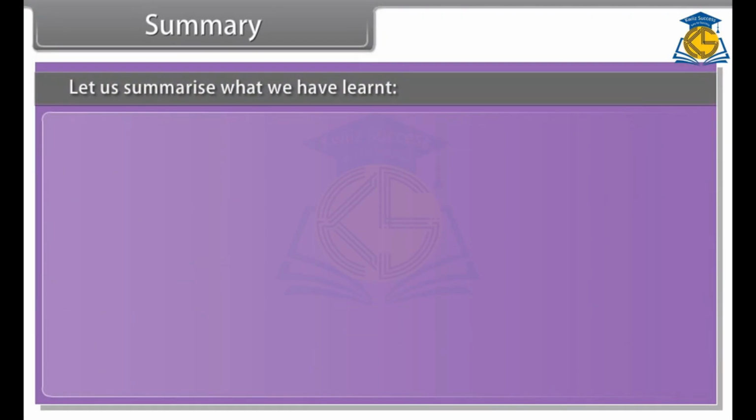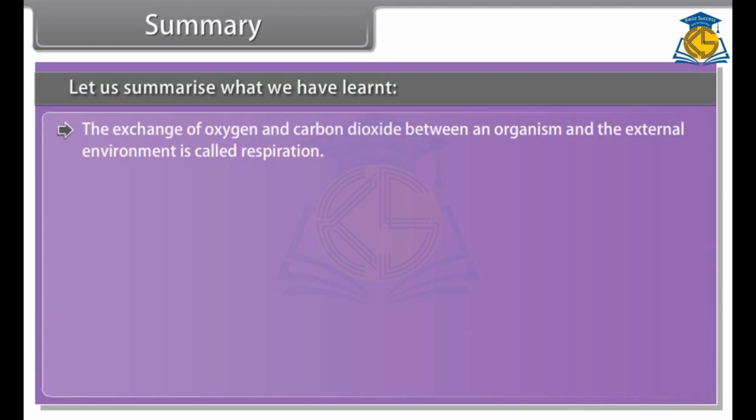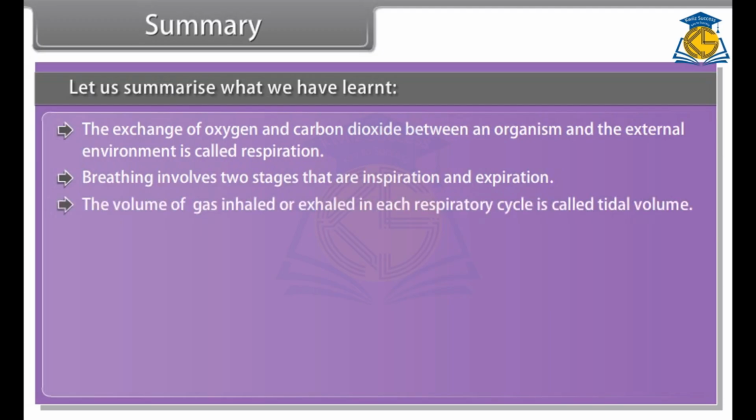Summary. Let's summarize what we have learned. The exchange of oxygen and carbon dioxide between an organism and the external environment is called respiration. Breathing involves 2 stages that are inspiration and expiration. The volume of gas inhaled or exhaled in each respiratory cycle is called the tidal volume.